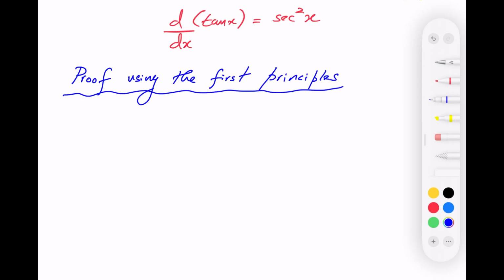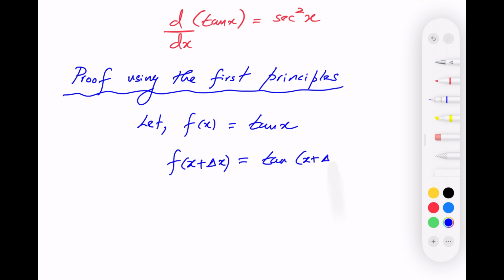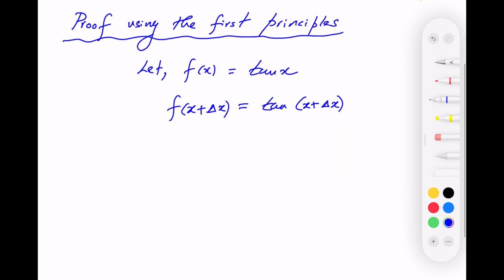Of course, as always, for the first principles, we need to define a function f of x. We know that the function f of x is going to be the given function to be differentiated. Therefore, we need to define f of x as tangent x. After that, if you are going to use the right-hand differentiability, we are going to need f of x plus delta x as well, which will be equal to tangent x plus delta x.